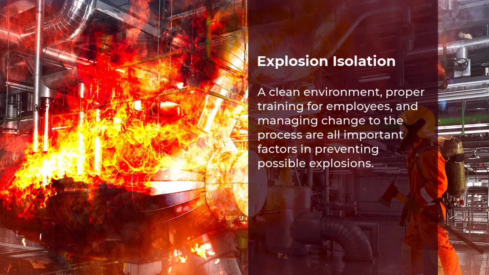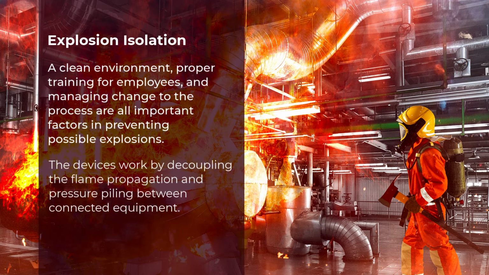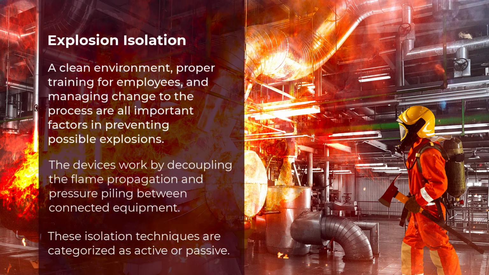Explosion isolation. Explosion isolation devices prevent a deflagration in a process vessel from propagating through a connection, such as a duct, chute, or conveyor, to other equipment where it could cause subsequent explosions. The devices work by decoupling the flame propagation and pressure piling between the connected equipment. These isolation techniques generally are categorized as either active or passive.